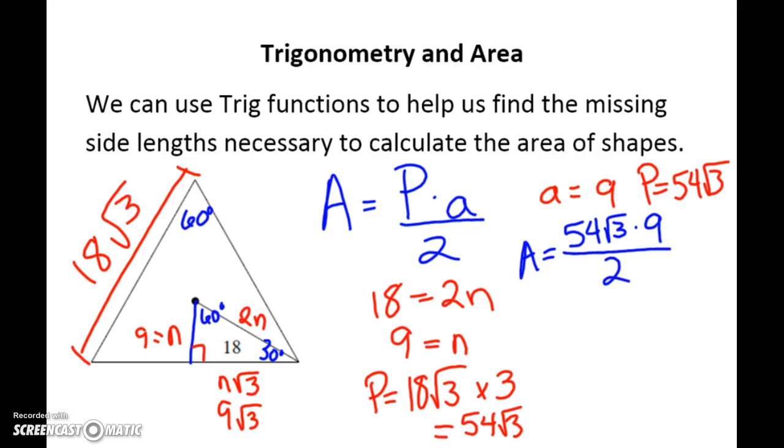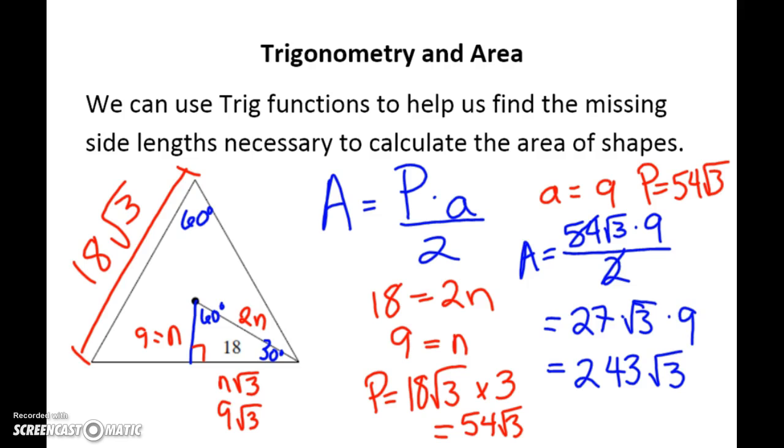I'm going to reduce this wherever I can. I see that the 2 and the 54 can cancel, which gets me 27 square root of 3 times 9, which will then equal 243 square root of 3 is my final answer.